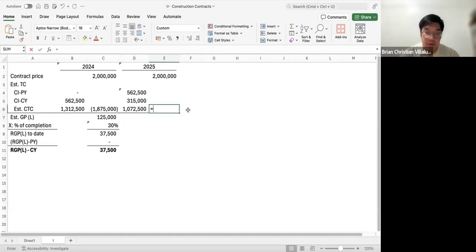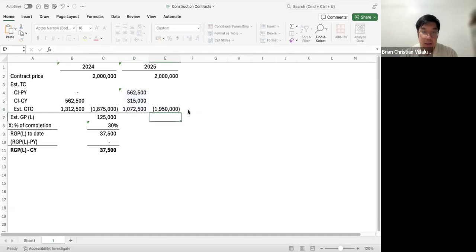So compute for the estimated total cost. That would be 1,950,000. How much is the estimated gross profit? 50,000. So by the end of 2025, ang estimate naman natin ng ating gross profit from that project is 50,000. So nagbago yung estimates natin, which is okay lang kasi hindi naman natin mafa-finalize yan hanggat hindi natatapos ang project. 'Di ba? In actual practice, ganyan talaga ang mangyayari. You cannot finalize the amounts until you complete the project.